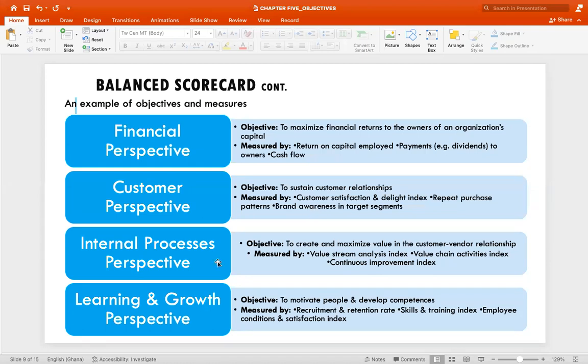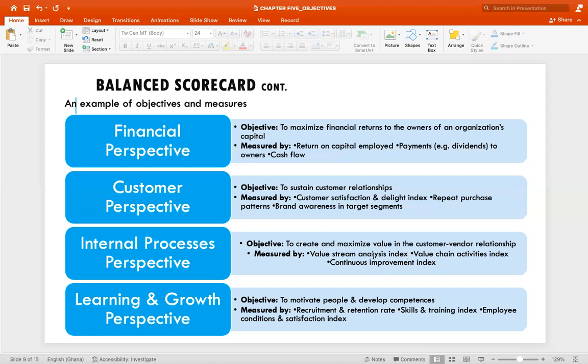All right. You need to have an objective for internal processes. And here I said is the manufacturing, how things are done within the organization. Okay, the manufacturing process, the production process. What is the objective? To create a maximum value in the customer-vendor relationship. All right, so you want to provide value for your customers. You want to give something of value. And to be able to do that, your production processes or transformation processes must be top-notch. All right. How do you measure that? How do you tell whether you're achieving this? Pay attention to value stream analysis index.